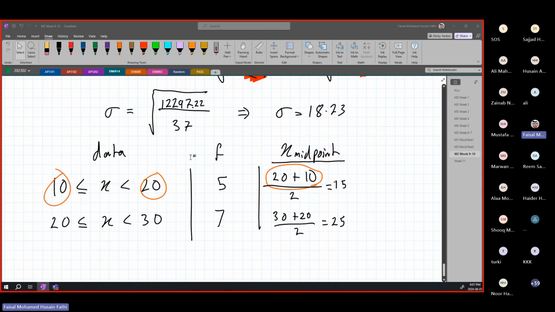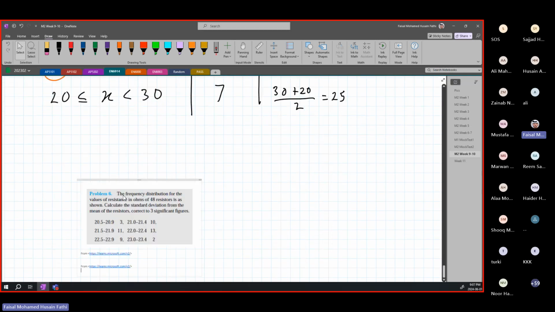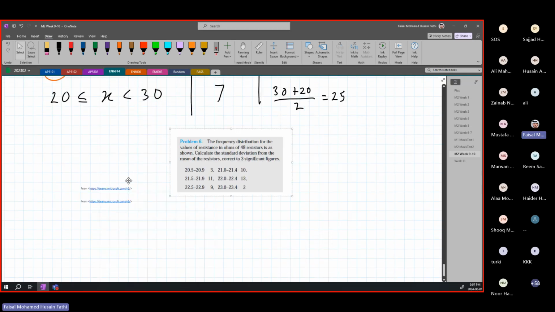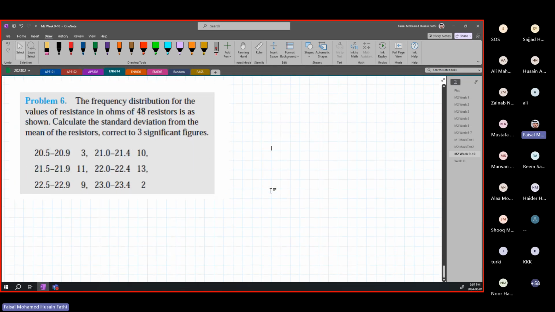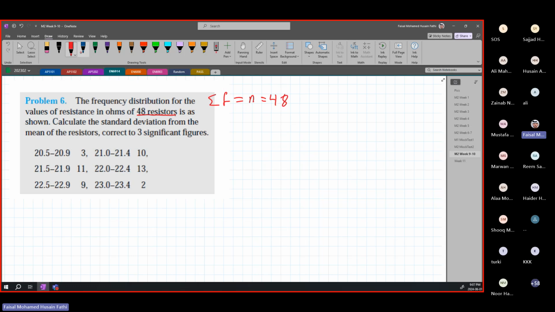Yeah, exactly. So someone actually sent a picture. This question says the frequency distribution for the values of resistance of 48 resistors. You know from the question, you don't even have to calculate. This is your sigma F, which is equal to N, which is 48. This is the total number of resistors, and you're going to be adding up all these values. Remember, this is frequency, and this is your data.